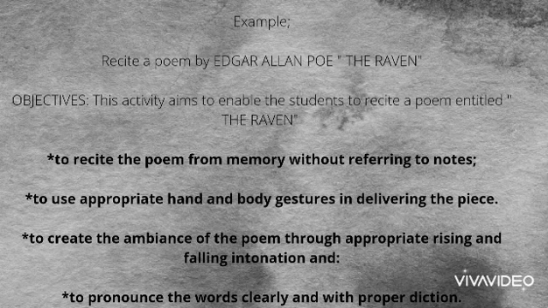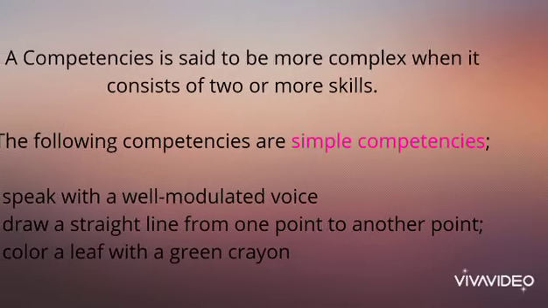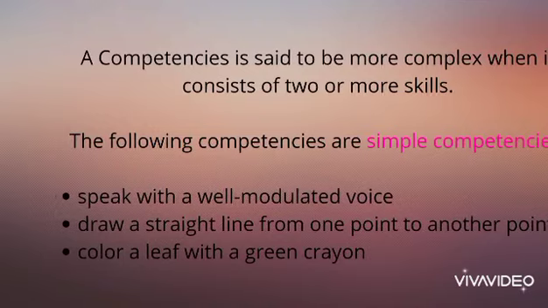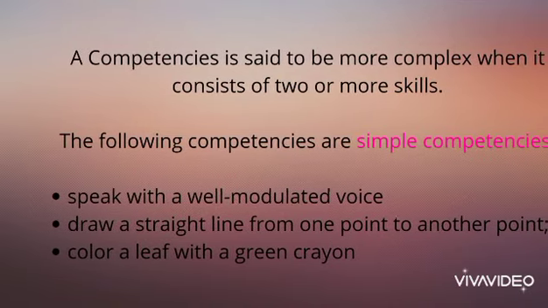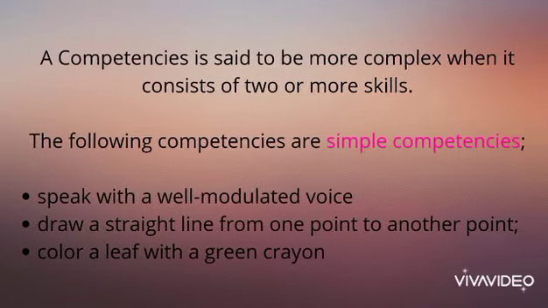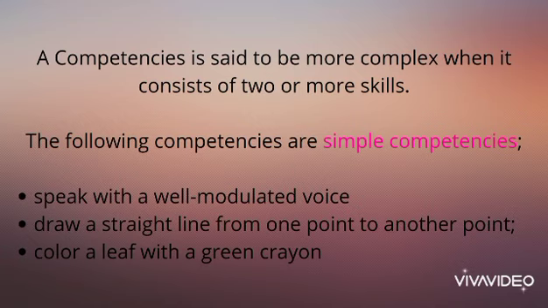So, a competency is said to be more complex when it consists of two or more skills. The first skills or competencies are simple competencies that has three types. The first one is speak with a well-modulated voice. Second, draw a straight line from one point to another point. Lastly, color a leaf with a green crayon.